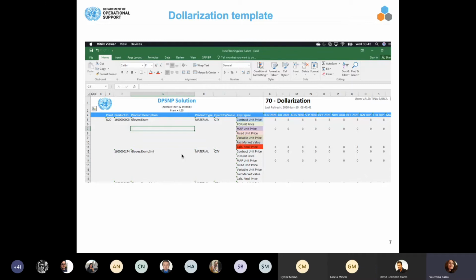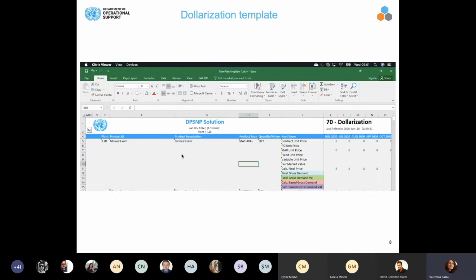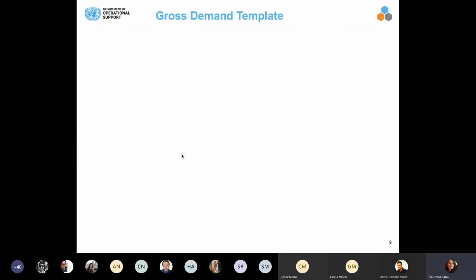So the next slide is the final tab, the second tab of the dollarization, where you can see the final gross demand and the final gross demand value. This is just for your reference in the future, to have this presentation as a document to refer to if you need, but David is going to go through this in 10 minutes, I think.